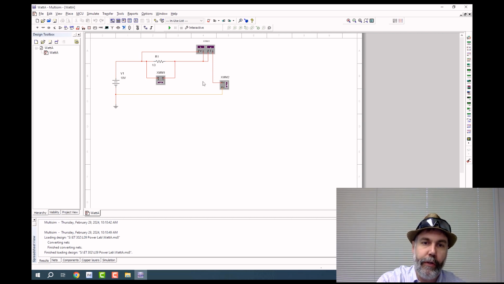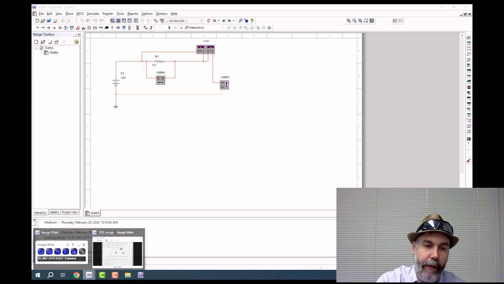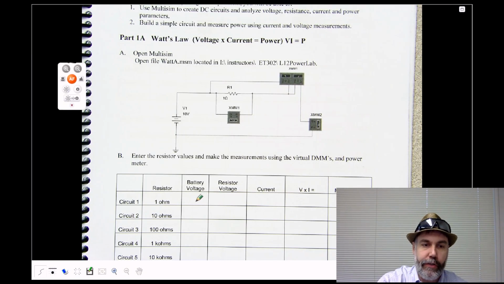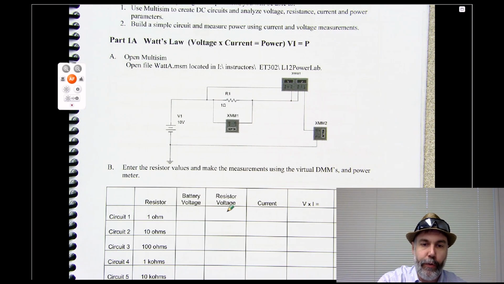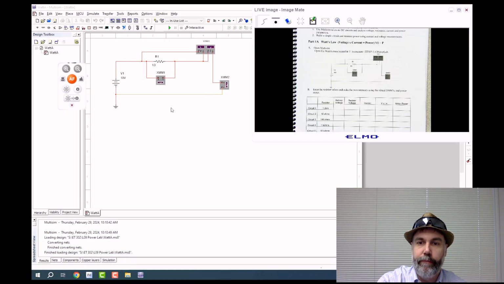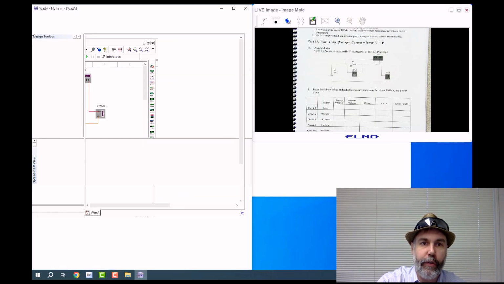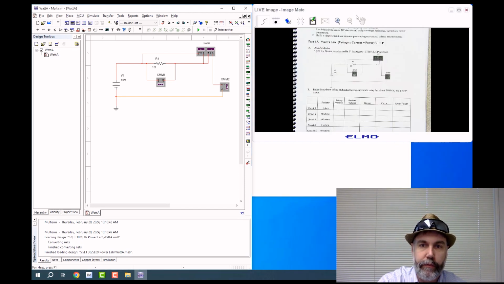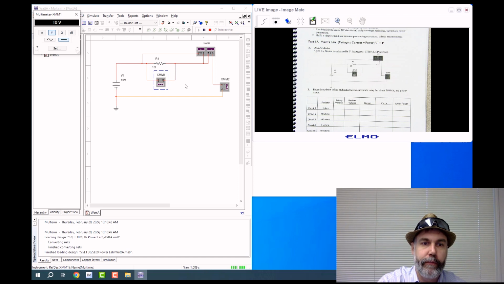Okay, so this is the same circuit that we saw in the lab book. And in the lab book, this has a table here. So it asks you to write down the voltage, the resistor voltage, and then the current. So if we run this simulation, we can look at the voltage here. That would be 10 volts, and then the current is 10 amps.